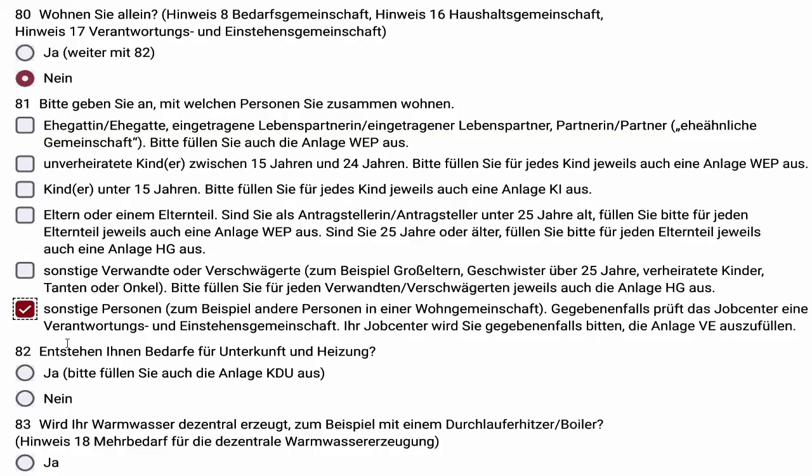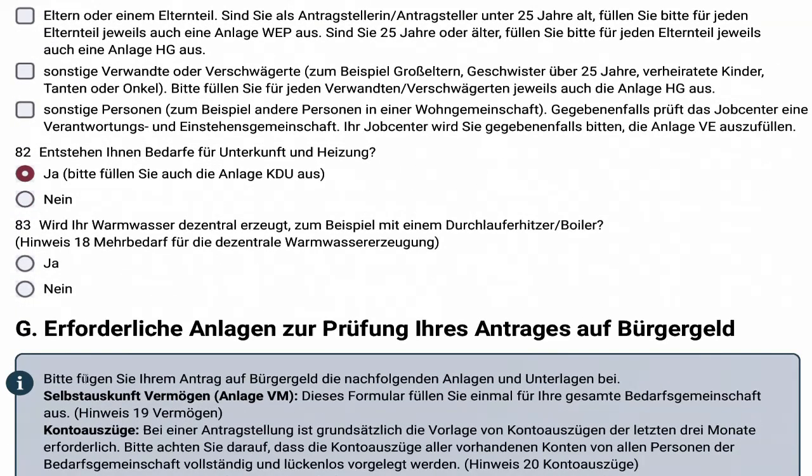If you have needs for accommodation and heating, you mark here and fill in the attachment KDU and send it together with this application form to the job center. If you don't have such needs, you mark no. If your hot water is generated centrally, for example with a flow heater or boiler, you mark yes. If it is not the case, you mark no.